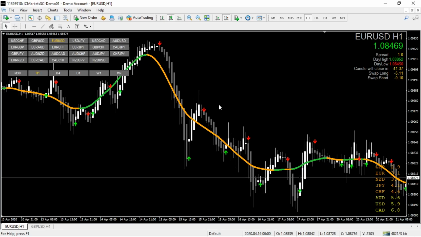Option 2, you can wait for the trend direction line color to change and close the trade. So if you take this sell signal, the trend line continues until here. So you can see the trend line color changes to green right here. So for this sell signal, when you enter the trade here, you can exit the trade right here.